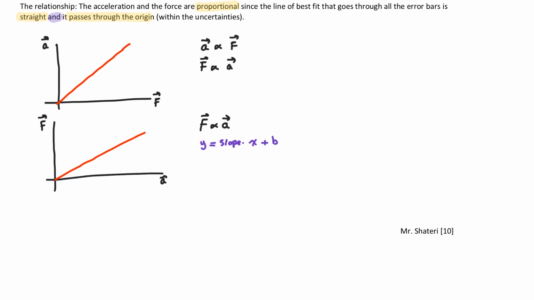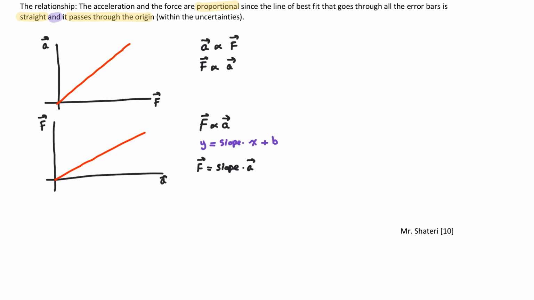Now, we can see that the y value here is the force and the x value here is the acceleration. So instead of y, we can write that force is equal to the slope multiplied by our x, which is the acceleration, plus b. And in our case, the b value, or the y-intercept, because it's proportional, is just 0, so we don't actually have to include anything here. And this would actually mean that the force is equal to our slope value, whatever that is, multiplied by a.